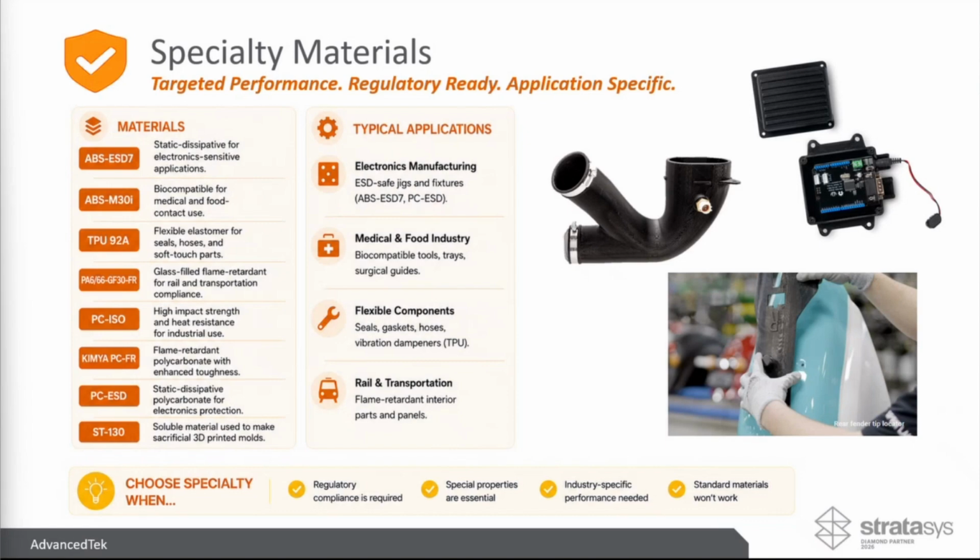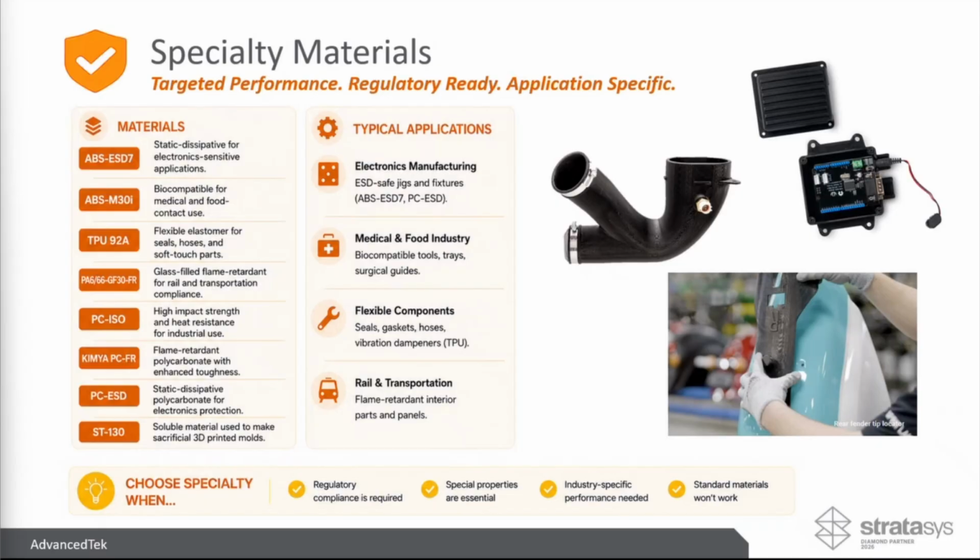The PA666 GF30 FR, it's a glass-filled flame retardant material, great for the rail and transportation industries. It's a new material that just came out. It's a 30% glass-filled nylon. It meets the demanding industrial applications requiring high strength, stiffness, and fire performance.